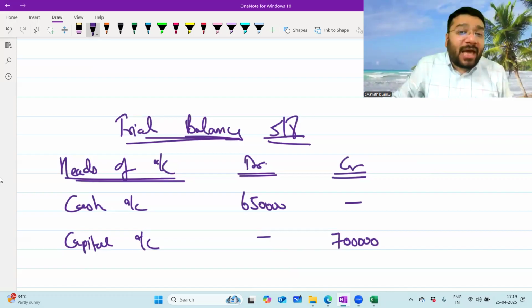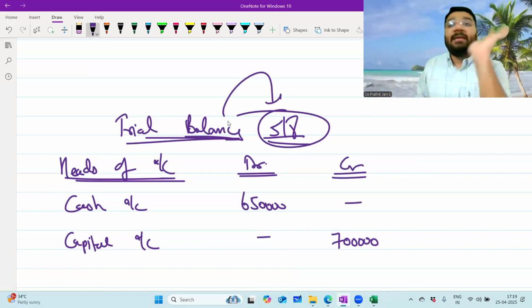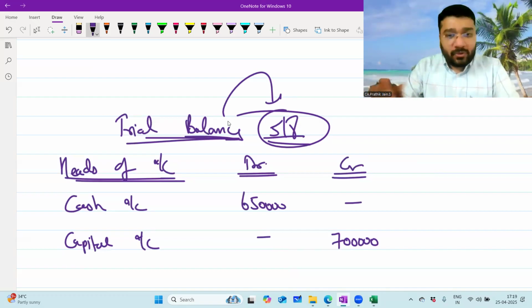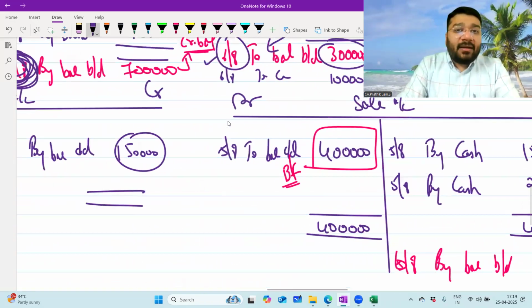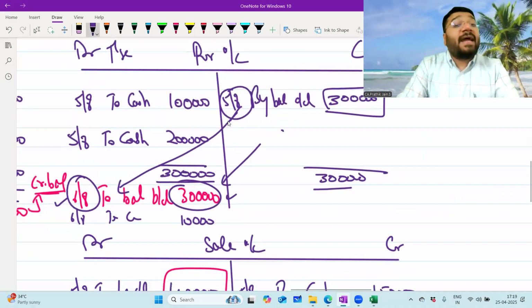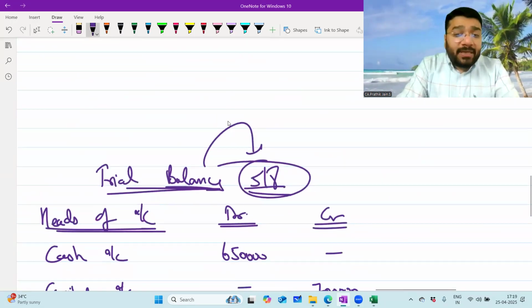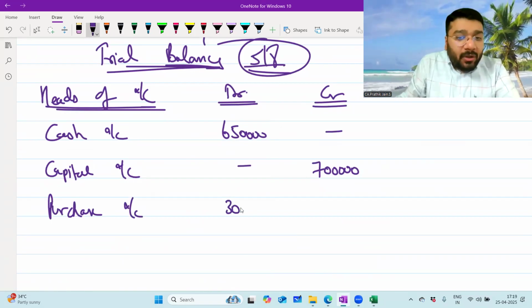I am preparing this trial balance for 5th of August. Any problem in this? No problem? Okay. Like how we added cash and capital account, we have the purchase account balance also. On which side? Debit side. So can I record purchase here, 3 lakh? Purchase account 3 lakh in the debit column. Okay.